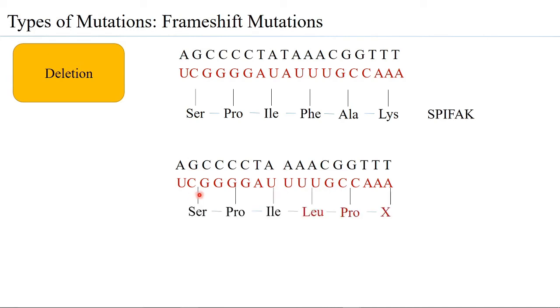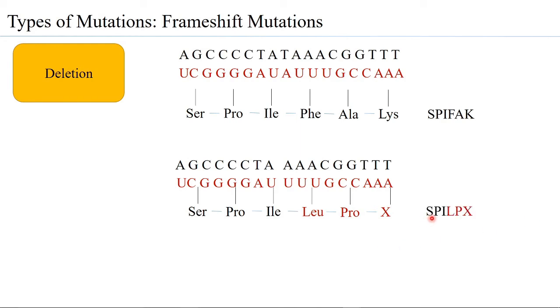So if you were to look at that, you would have this as serine, this as proline, but thankfully AUA and AUU are still isoleucine. So you still have ILE present. But look at the fact that what was UUU is now UUG, and UUU and UUG code for different amino acids. So you will now have a leucine present over here. You will then have a proline, then the next amino acid. From this point on, the entire sequence of amino acids is altered.